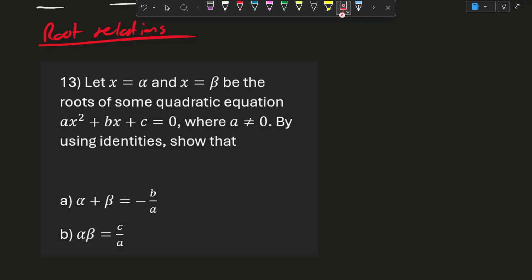Let x equal to alpha and x equal to beta be the roots of some quadratic equation ax squared plus bx plus c equal to 0, where a is non-zero. By using identities, we want to show that if we sum the roots, it's the same as the negative b coefficient over the a coefficient, and the product of them is the constant divided by the a coefficient.